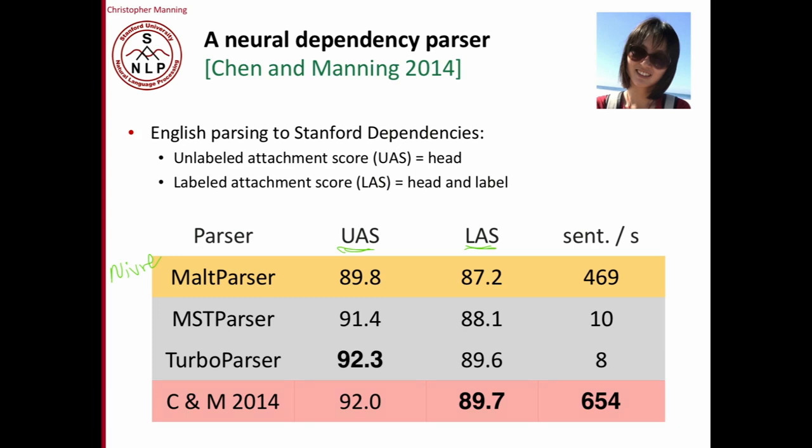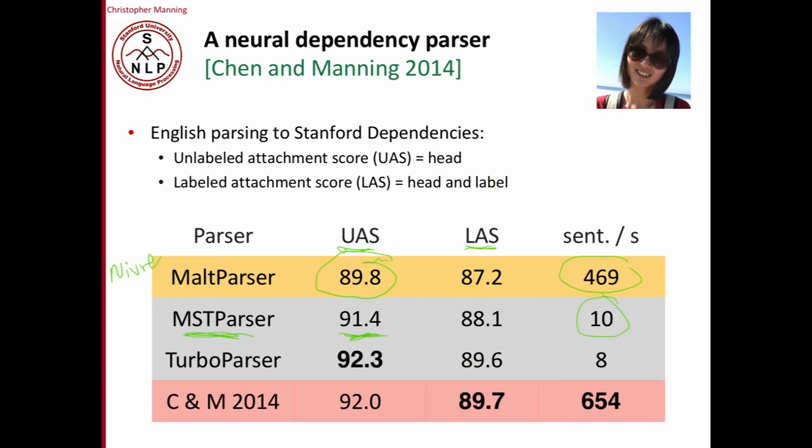And it got a UAS on this data of 89.8. But everybody loved it. And the reason they loved it is it could parse at 469 sentences a second. There had been other people that had worked out different, more complex ways of doing parsing with so-called graph-based dependency parsers. So this is another famous dependency parser from the 90s. It was actually a bit more accurate, but it was a bit more accurate at the cost of being 2 orders of magnitude slower.